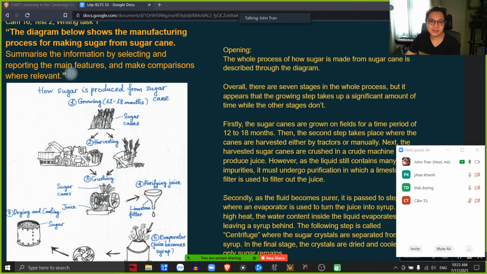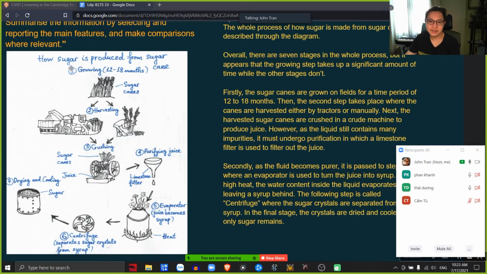Of course, task 1 always asks you the same thing. And now, how is sugar produced from sugarcane? You can see different steps here.